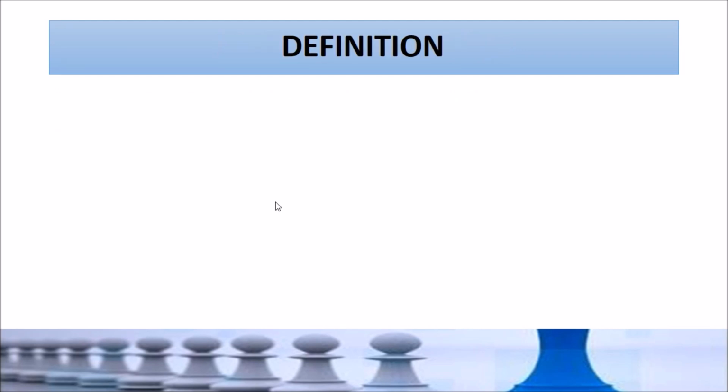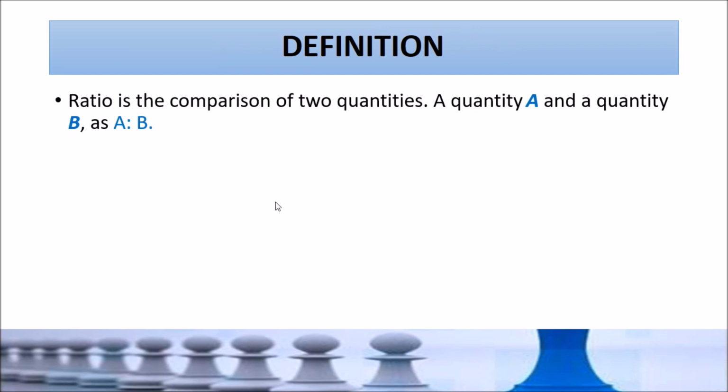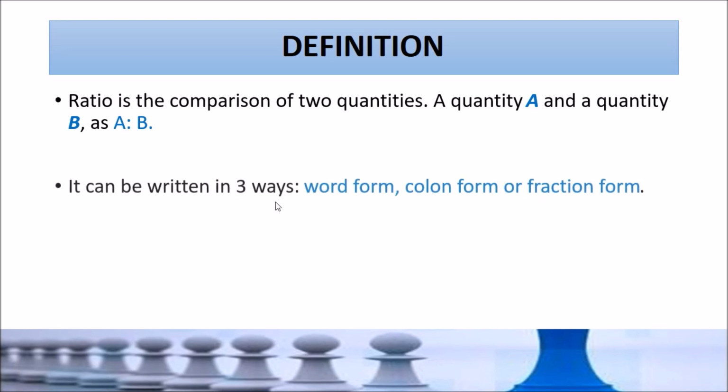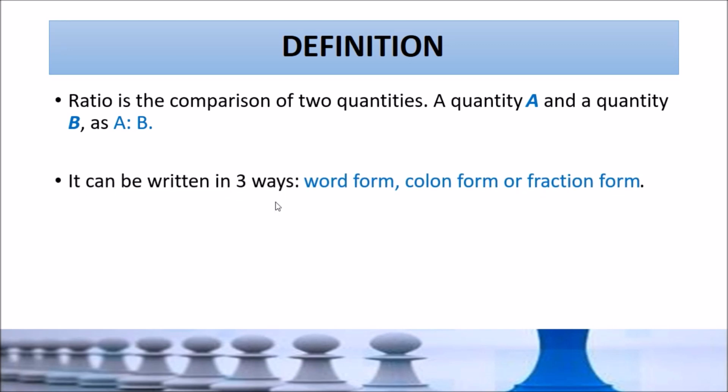Okay, so by definition, a ratio is the comparison of two quantities, say a quantity A and a quantity B, as A is to B. So it can be written in three ways. It could be in a word form, column form, or a fraction form. And of course, it must always be expressed in its lowest term or the simplest form of the ratio.